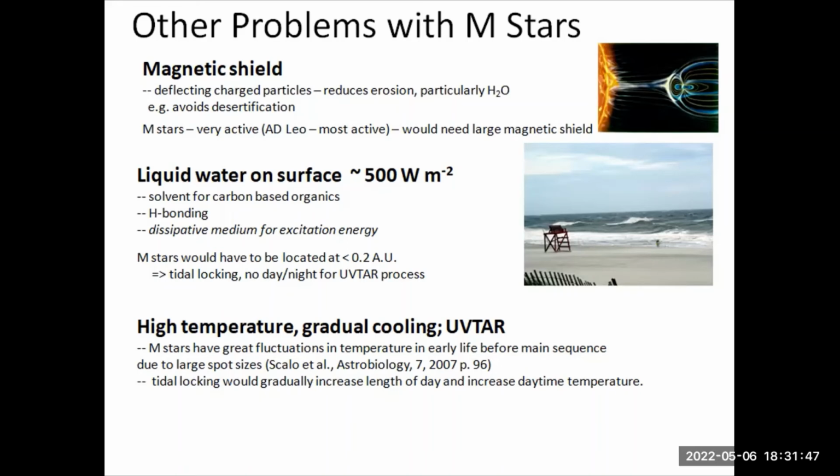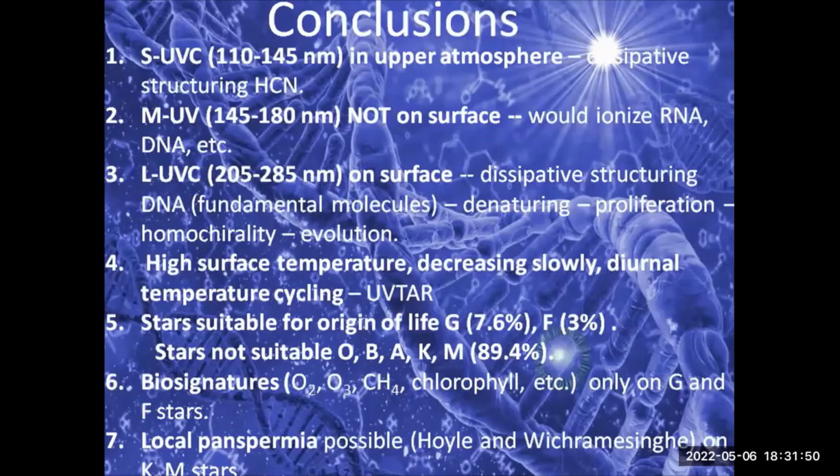So basically that is all I wanted to say, just in conclusion then. We need short wavelength UVC light in the upper atmosphere for dissipative structuring of hydrogen cyanide. Medium wavelength we don't want on the surface because this could ionize the fundamental molecules. We need long wavelength UVC light on the surface for dissipative structuring and for proliferation, for homochirality, and for evolution. We also need high surface temperatures, so we get a temperature close to the DNA denaturing temperature and decreasing slowly through time.